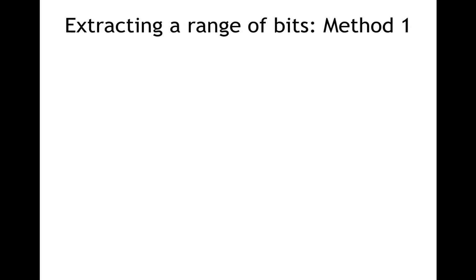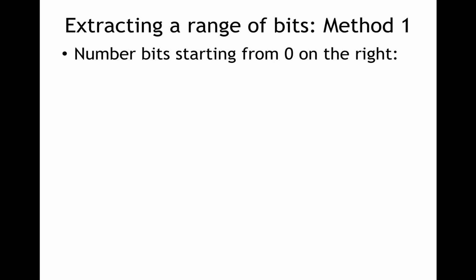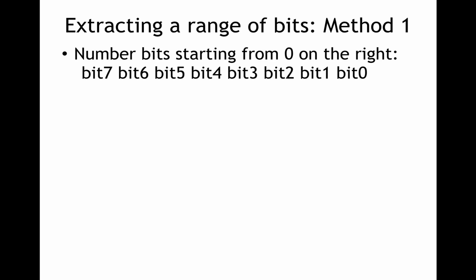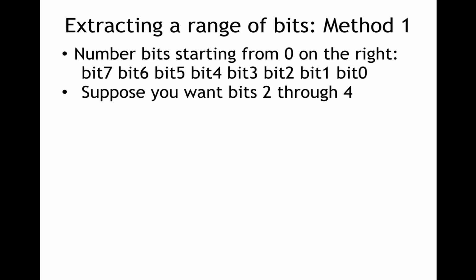Here I want to give you an example. First we have a series of bits. This is just 1 byte, numbered starting from 0 on the right. So 1 byte shows bit 7, bit 6, bit 5, and so on. Suppose we want bit 2 to bit 4. We just want this. We don't want other bits. We just want bit 2 to bit 4. How do we do it?